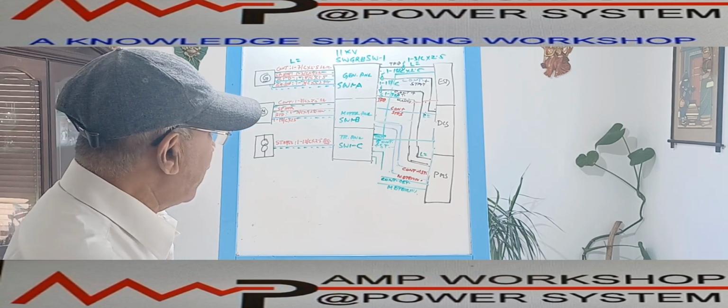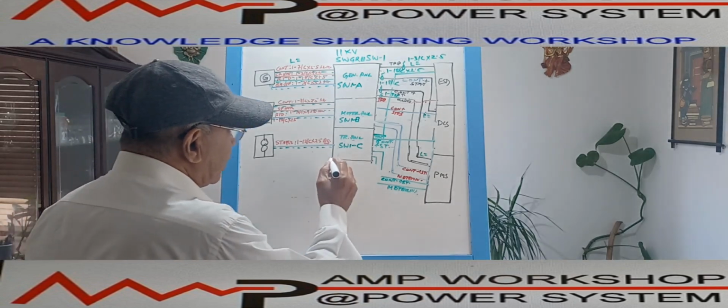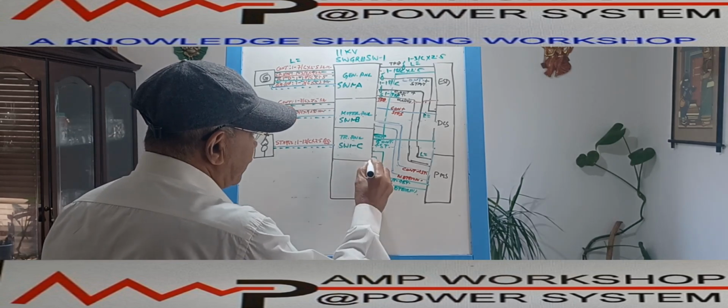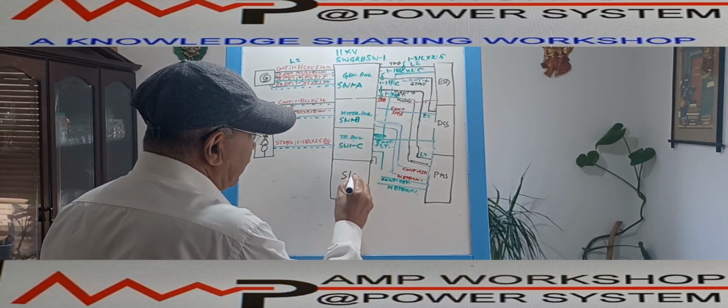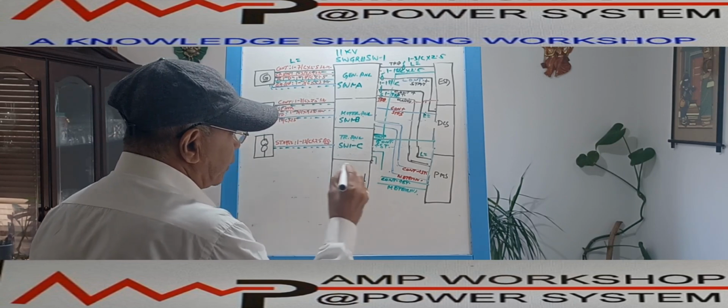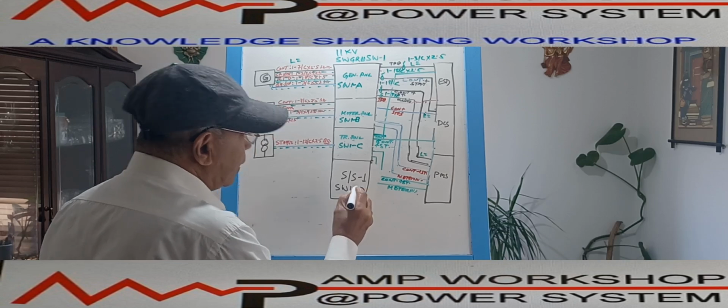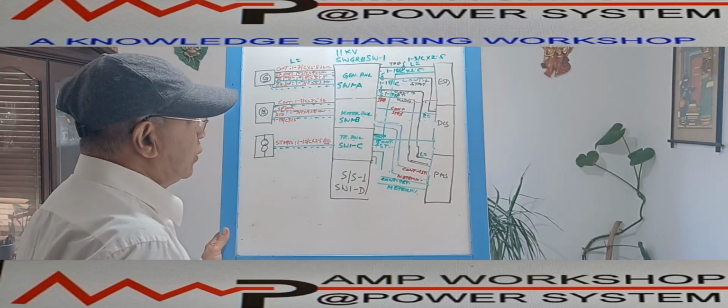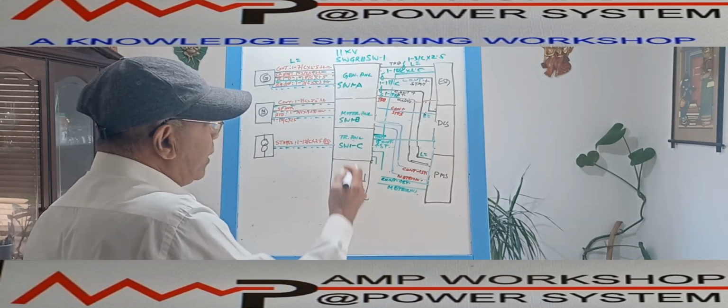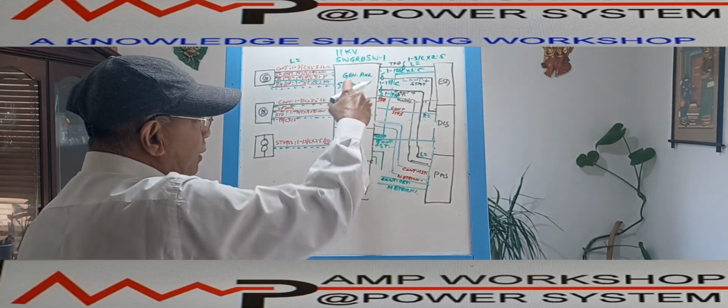And we can also add another panel over here. That panel will be your substation panel, which is feeding power to the substation, suppose substation 1. So this is a switchgear, suppose SW1D. These are the four panels we have considered.